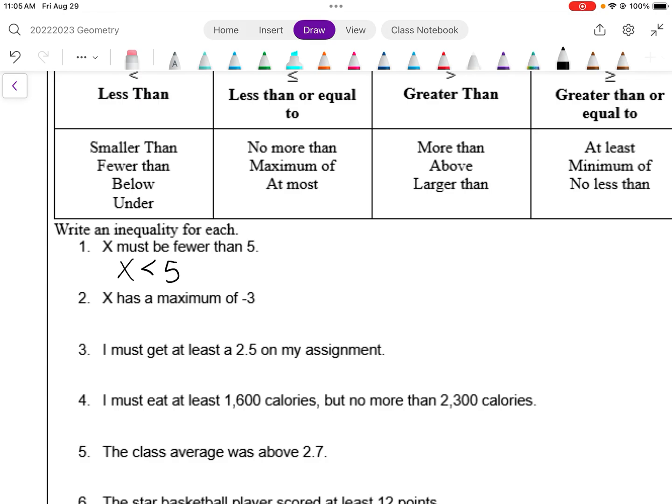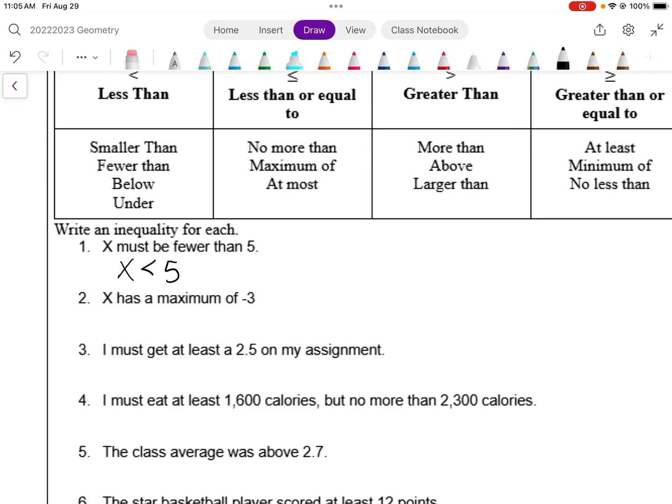And remember, when you're doing your symbols, I always use this analogy, and I think I always will, but the alligator eats the bigger number. So the alligator looks like it's eating the 5. So 5 is bigger. That means x is fewer than 5.